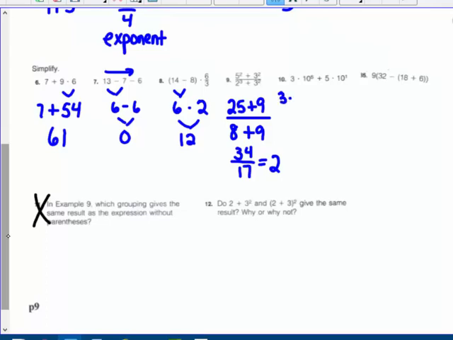In number 10, I'm going to have to take care of those exponents before multiplying or adding. So that's 3 times 10 to the 5th is 100,000. We're going to run out of space here. Plus 5 times 10 to the 1st, that's 10. So I have 3 times 100,000 is 300,000 plus 50. I get 300,050.